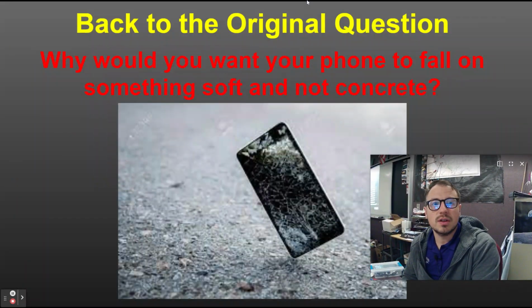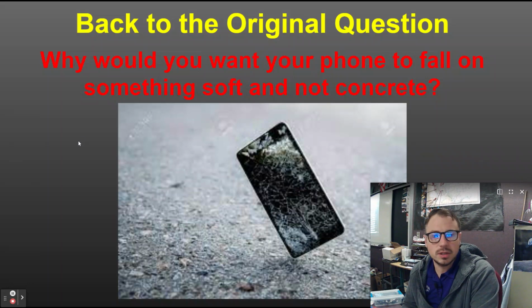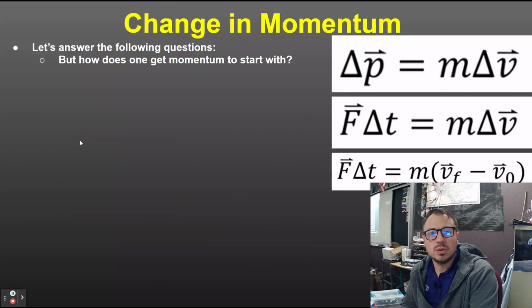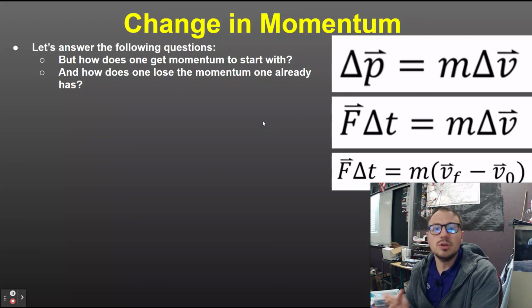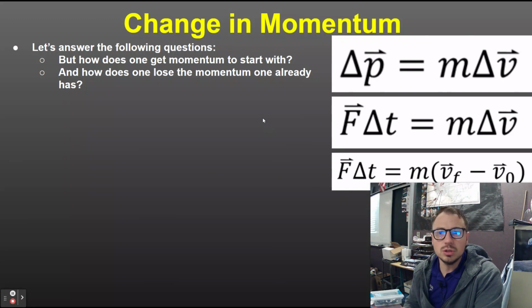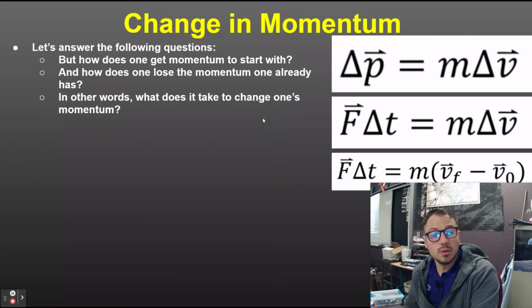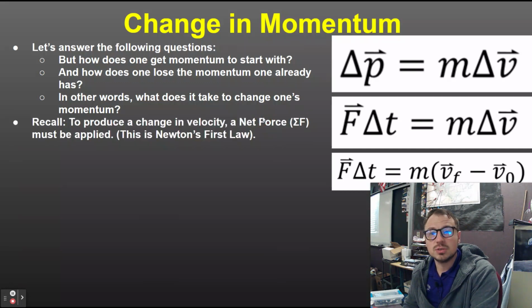So now let's answer this question. Why would you want your phone to fall on something soft and not concrete? Probably thinking the obvious answer, right? The obvious answer, I don't want it to break. Well, why is that? So in order to look at that, we need to talk about change in momentum. How do you gain momentum? How do you lose momentum that you already have? In other words, what does it take to change one's momentum?